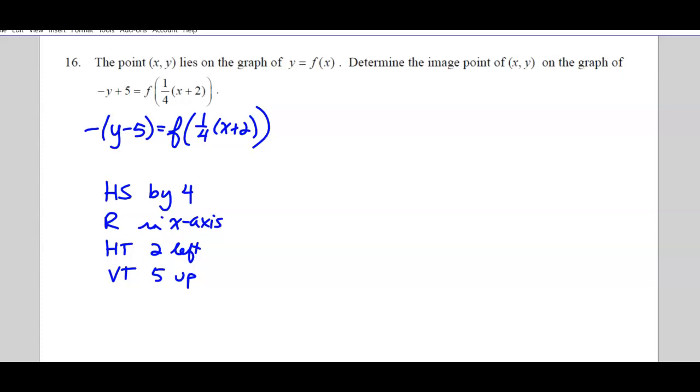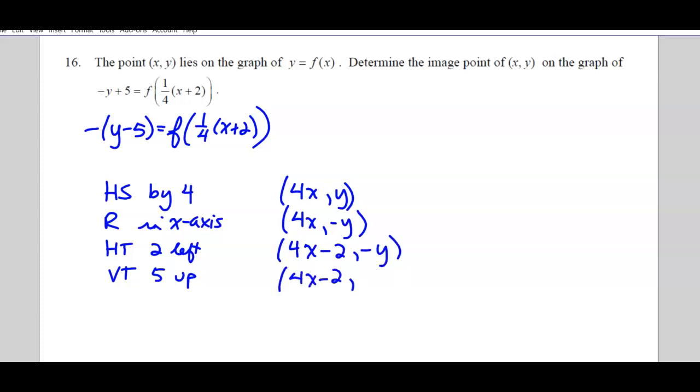Okay, so this is general point (x, y). If you want to show it step by step, you can, or you can go right to the final answer. If you do it step by step: horizontal stretch by 4, reflect in the x-axis, horizontal translation to the left, vertical translation 5 up. Okay. This was actually kind of similar to this one.